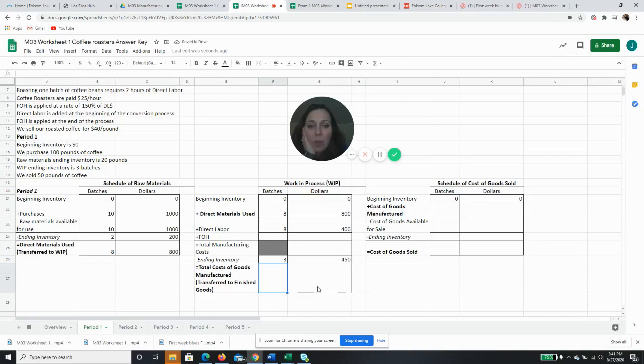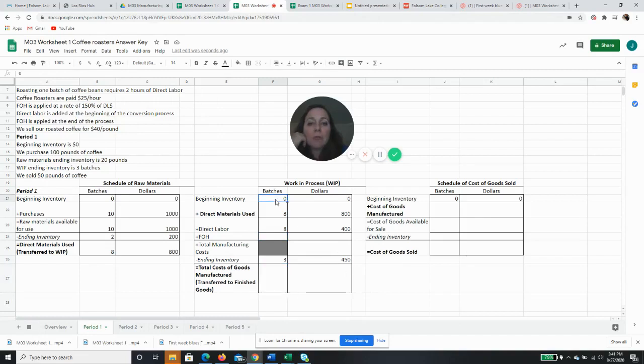All right. So now I need to figure out how much factory overhead I applied. If you remember, we apply factory overhead at the end of the process. That means everything we apply factory overhead to becomes cost of goods manufactured and gets transferred to finished goods.